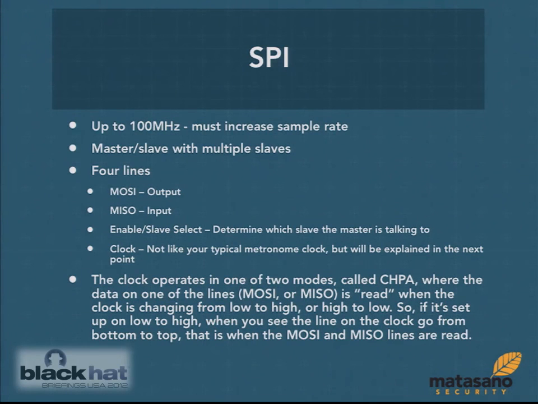In the async serial, the clock was at that specific baud rate. That's when it knew when to sample things. With SPI, the clock is not like a metronome clock. It works in one of 2 different variations. When the clock pin goes from high to low, it will sample the other 2 pins, the output and the input, or vice versa. When the clock goes from low to high, it'll sample the other 2 pins. So at that point in time, when the clock pin changes, are the output and the input pins at a 1 or a 0, a high or a low?